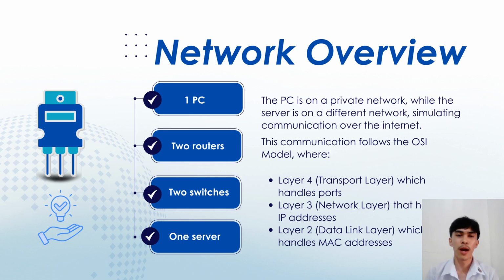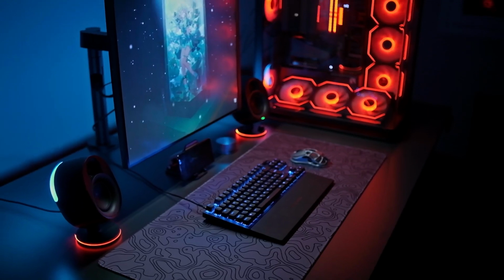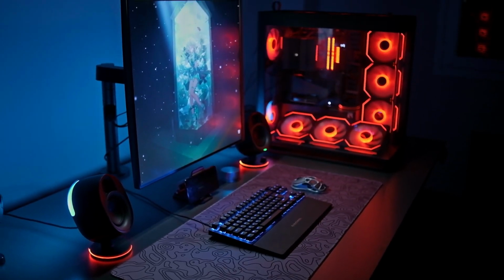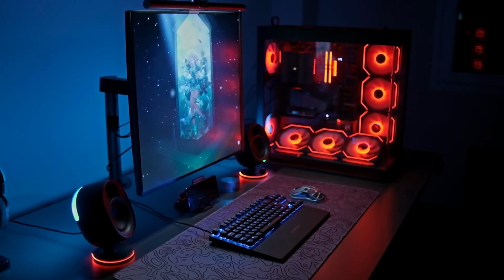In our Cisco Packet Tracer setup, we have one PC, two routers, two switches, and one server. The PC is on a private network while the server is on a different network, simulating communication over the internet. This communication follows the OSI model, where layer 4, or the transport layer, handles the port. Then we have layer 3, or the network layer, which handles the IP addresses. And lastly, we have layer 2, or the data link layer, which handles the MAC addresses.